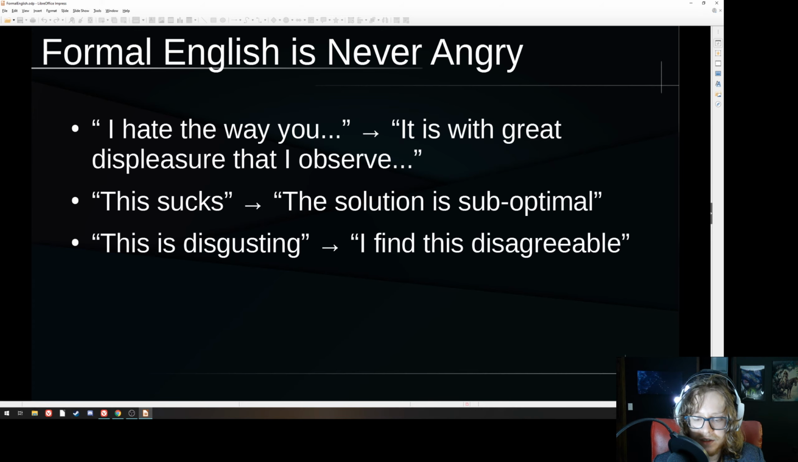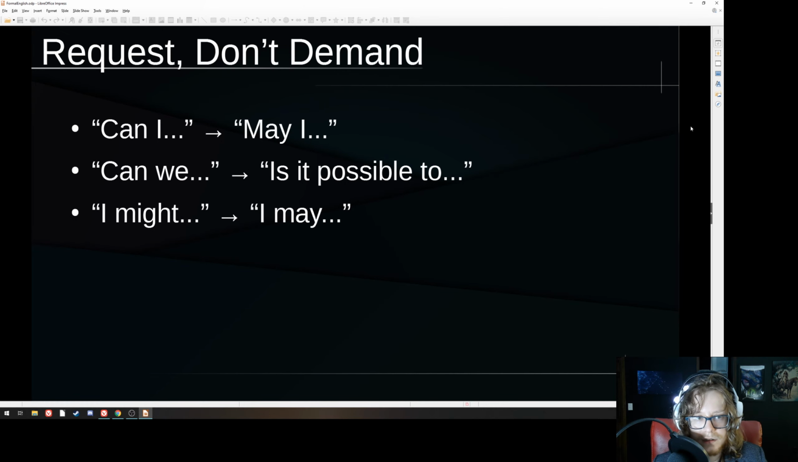You never want to be angry. You never want to say, I hate you, or anything like that, because then you're losing, and you're not being formal. And so you're tempering those emotions again, because back in the day, if you didn't, you could get shivved. All right, so you request, you don't demand.